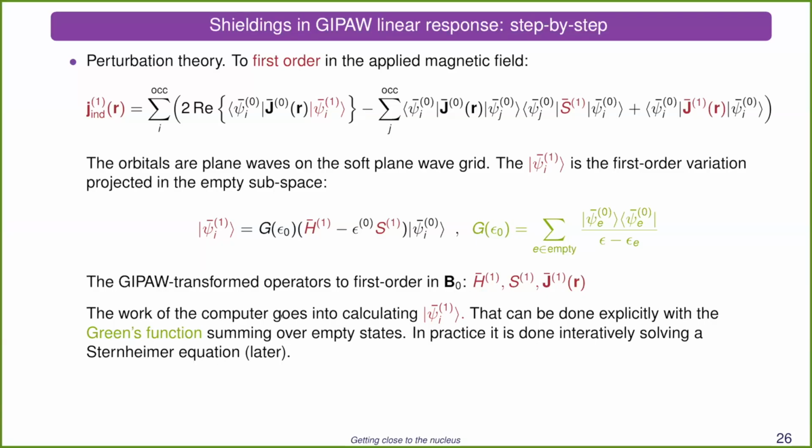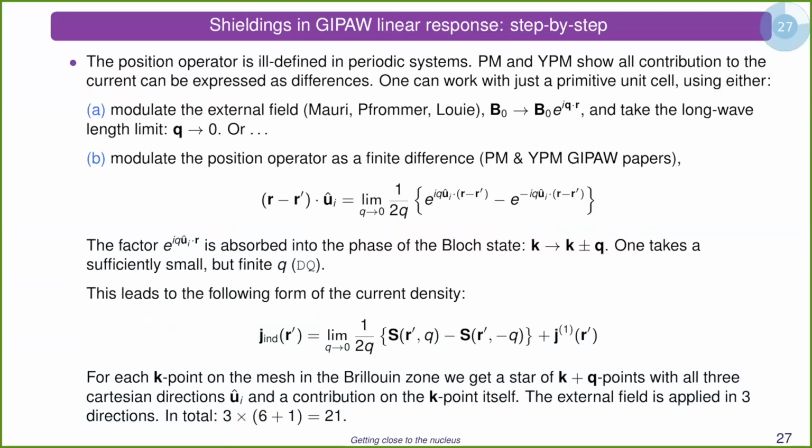And the work of the computer goes into calculating this. This is all the time. First do the SCF, and after that, 99% of the time goes into this. And this can be done in a formal sense with this Green's function, but we do it in a different way in practice. Then the position operator.